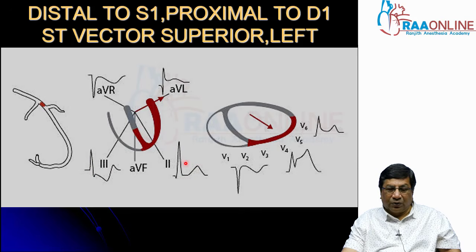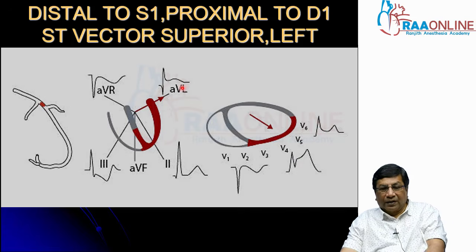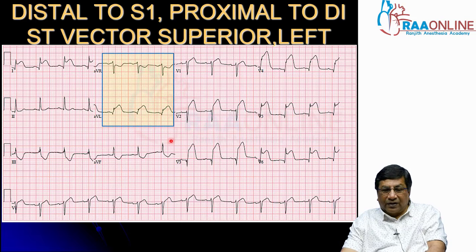Inferior leads will show reciprocal ST depression, but no longer my right sided leads AVR and V1 showing ST elevation. Whereas my lateral leads V5, V6 and L1 are going to show ST segment elevation because now the injury vector is directed towards the left side. So that's why these left lateral leads and high lateral leads are going to show ST elevation.